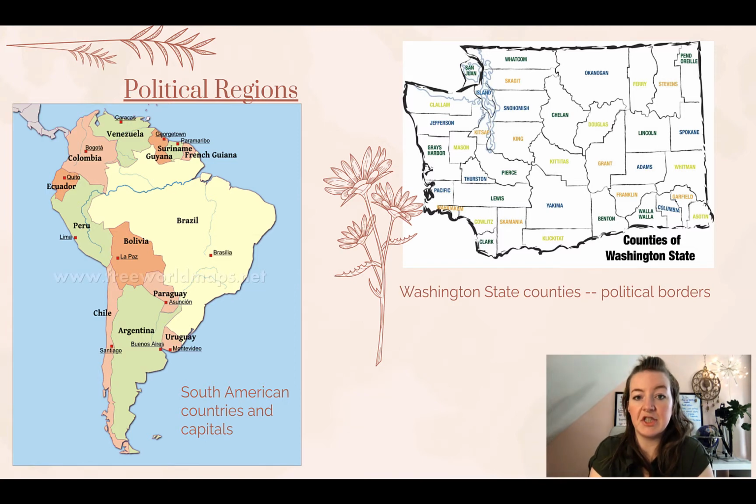For political regions, we're looking at the formal legal boundaries of a place. We could look at South America and the different countries there, or the capitals, or the different states, or different counties in Washington state. All of these are political borders. They have the same governments within those regions. We could look at Washington state as a political region, the different counties in Washington state, a city, or the entirety of the United States as a political region.